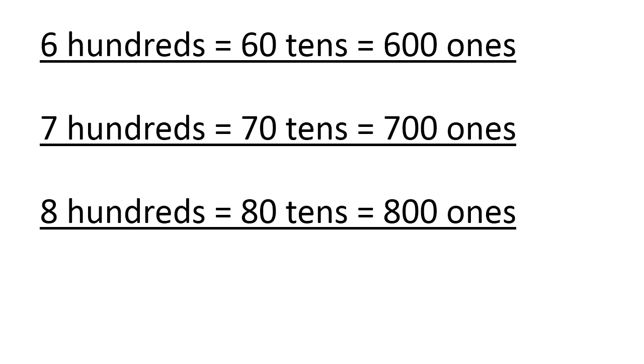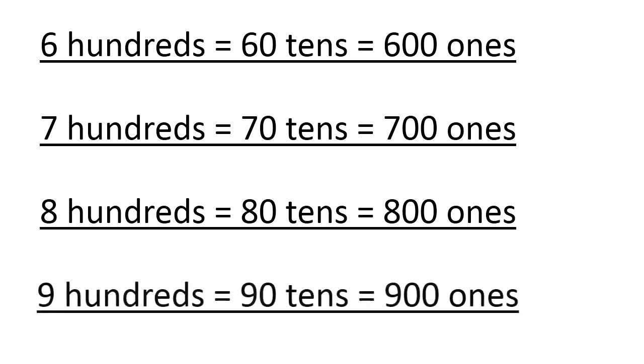Now 8 hundreds is equal to 80 tens and is equal to 800 ones. 9 hundreds is equal to 90 tens is equal to 900 ones. So beta, now you understood how we can correlate ones and tens with hundreds. Now, have you understood?